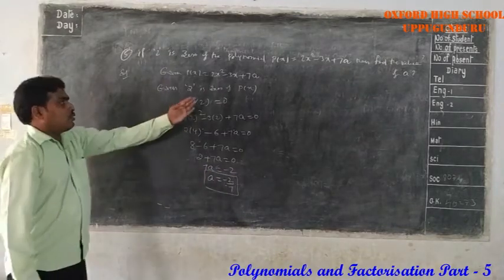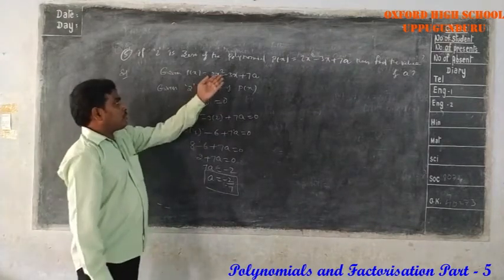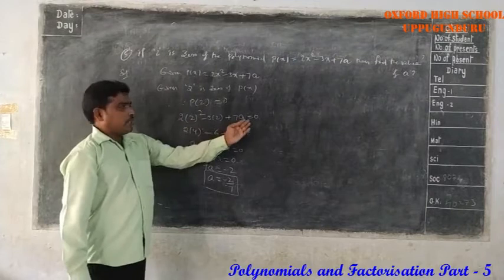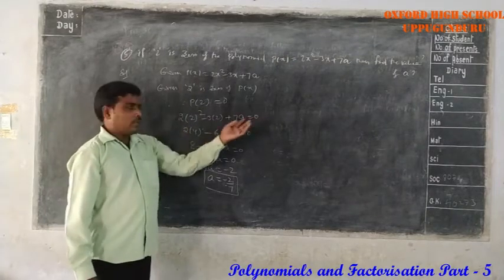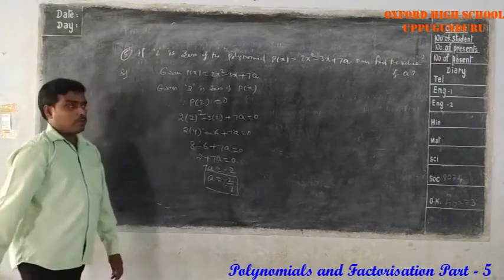Simply, they gave 2 is 0 of the given polynomial. That means p of 2 equal to 0. In place of x you have to substitute 2. You have to equate this total value to 0. From this you can find the value of a. So this is about the fifth problem.